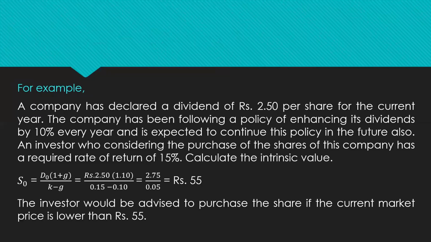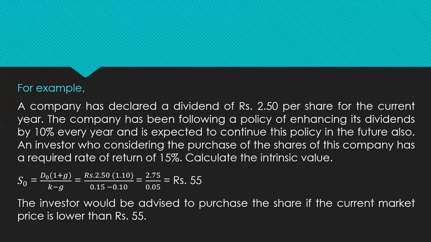Now let's see an example. A company has declared a dividend of rupees 2.50 per share for the current year. The company has been following a policy of enhancing its dividends by 10% every year. So this 10% is the growth rate. This 2.50 is the initial dividend of the company, which is the D0. D0 into 1 plus G will give you the D1 value, next year's dividend, and the G value is 0.10. And it is expected to continue this policy in the future also.